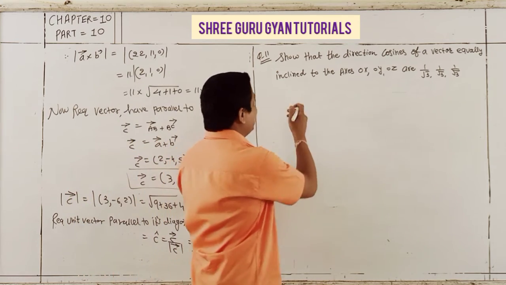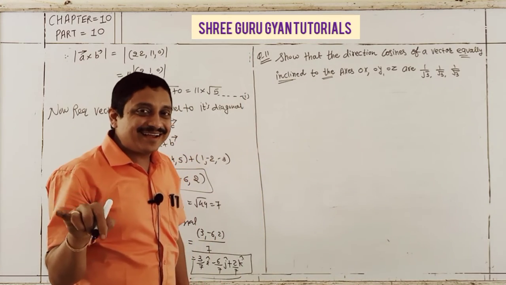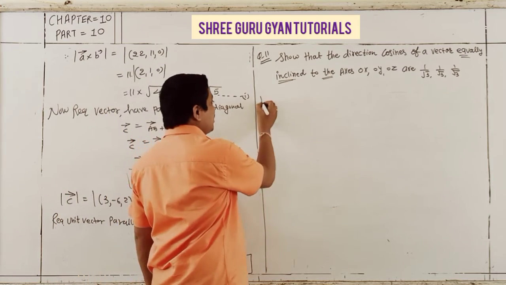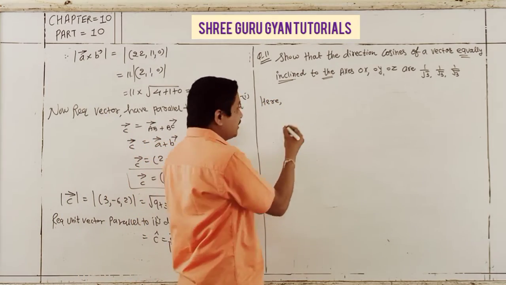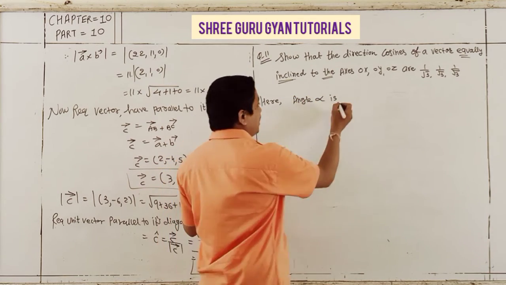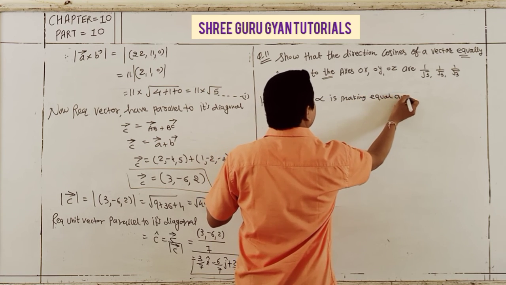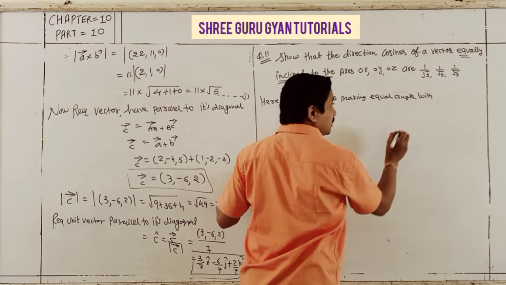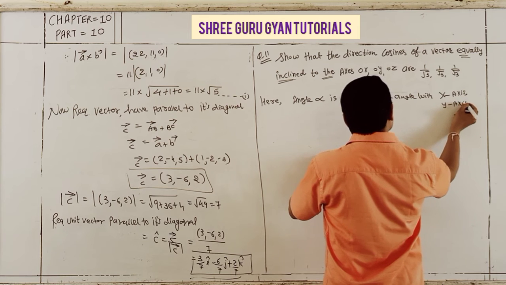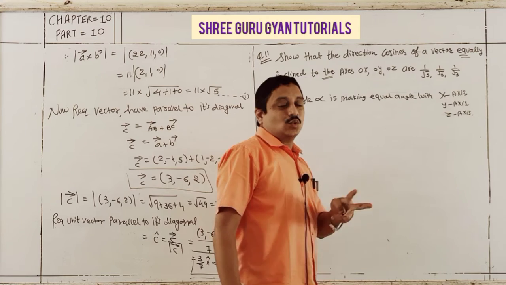Students, equally inclined means the angles alpha, beta and gamma are the same in the directions of OX, OY and OZ. So students, here I will take angle alpha as making equal angle with the x-axis, y-axis and z-axis, that is OX, OY and OZ.